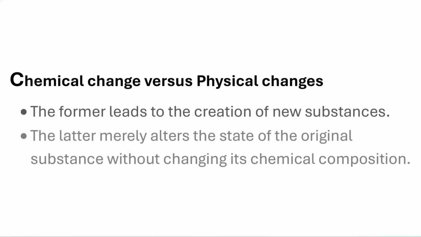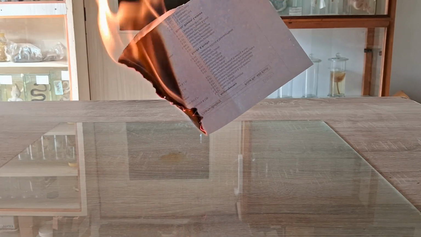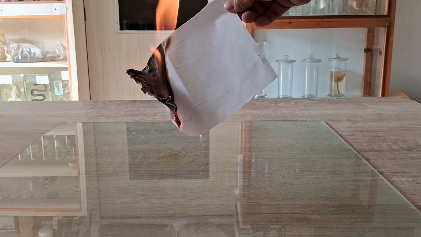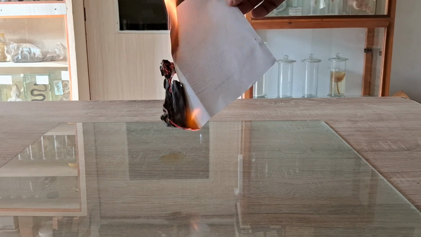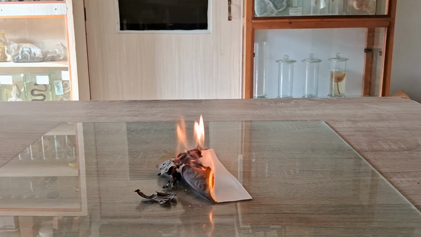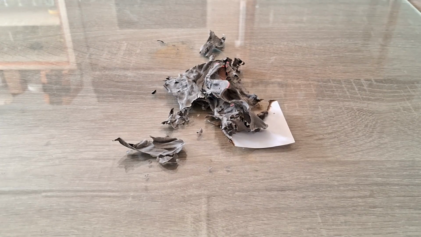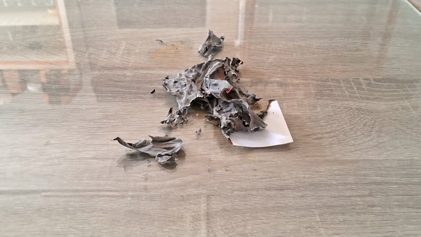Chemical reactions are different from the physical changes in that the former leads to the creation of new substances, while the latter merely alters the state of the original substance without changing its chemical composition. A very common everyday example of a chemical change would be the burning of paper. Paper, which is made up mostly of cellulose fibers, when burned, creates a new substance in the form of black ash, also known as carbon, and also releases a gas known as carbon dioxide and water in the form of water vapor.